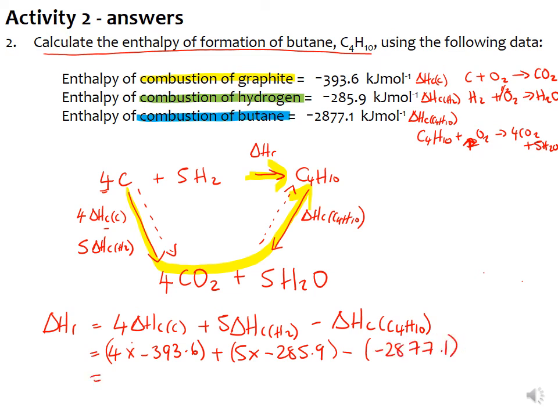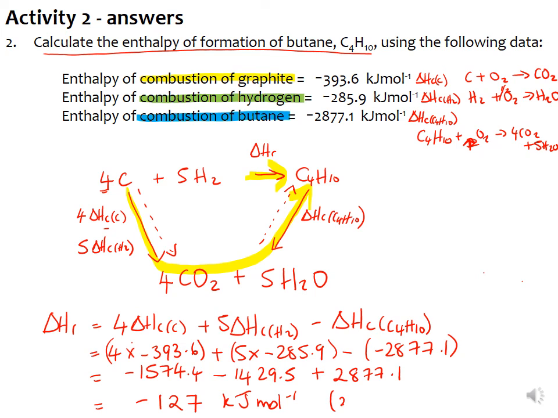Popping those into our calculator, we get 4 lots of minus 393.6 being minus 1574.4. 5 times minus 285.9 is minus 1429.5. Remember, plus and minus is a minus. And then we're going to add, because it's a minus, 2877.1. And when we put that into the calculator, that comes out to be minus 127 kilojoules per mole. And that is to 3 significant figures.